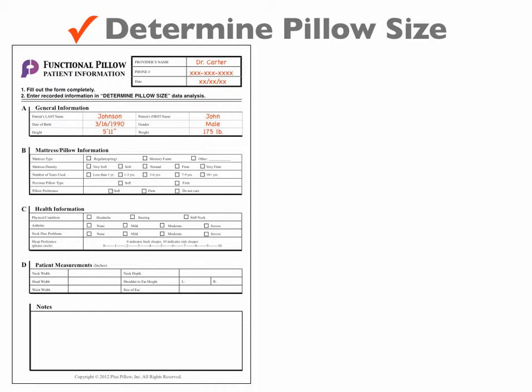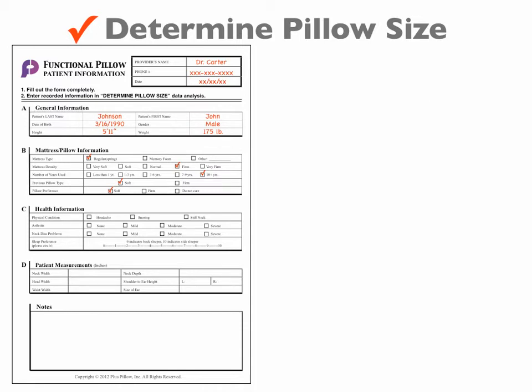Under Section B, indicate John's mattress and pillow information with a check mark. John uses a regular mattress and the mattress density is firm, and he's used the mattress for 10 plus years. His previous pillow was soft, and he prefers his functional pillow to be soft as well.